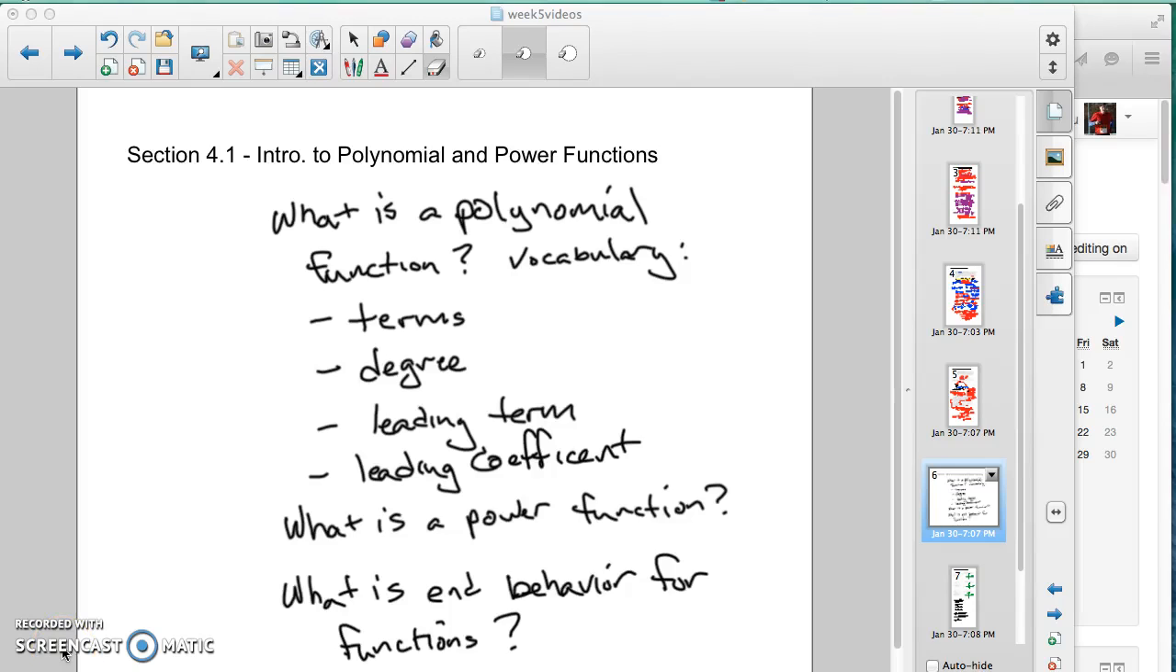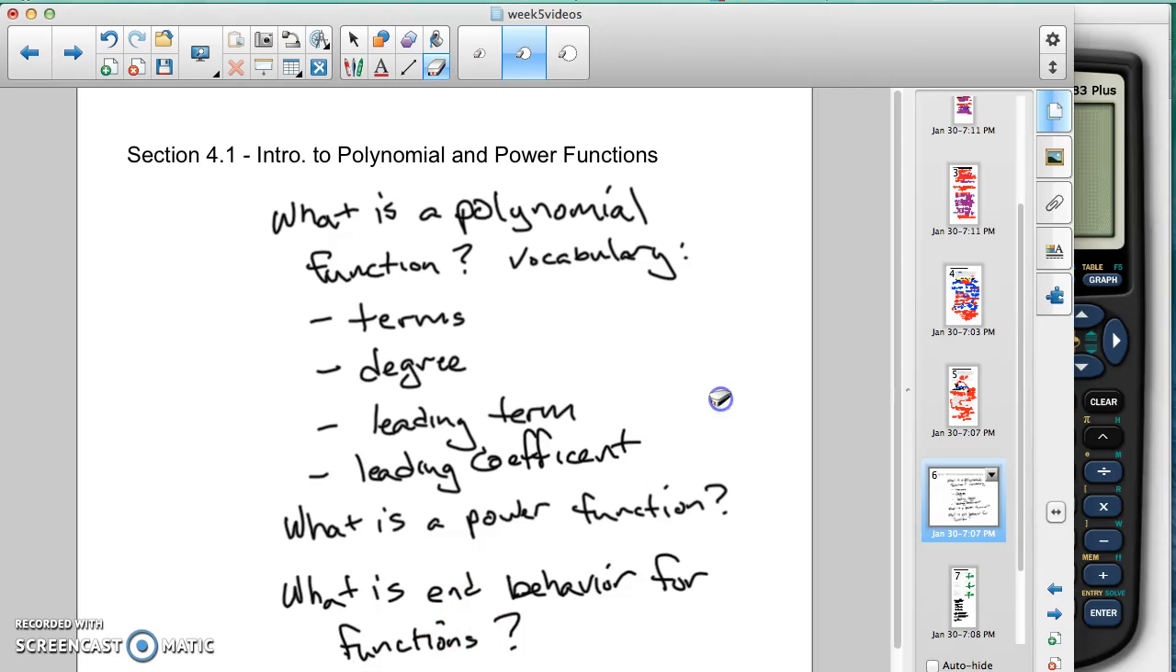Hello, and in this video we're going to start section 4.1 with an introduction of what polynomial and power functions are. In this series of videos we're going to have three that are going to work in section 4.1. This one is just going to introduce what a polynomial function is, some vocabulary for a polynomial function, and how it's related to a power function, and a little bit about end behavior of those types of functions. So let's start with what is a polynomial function?